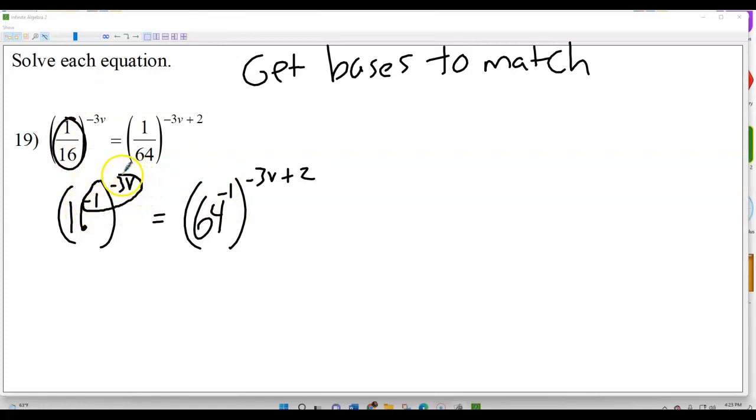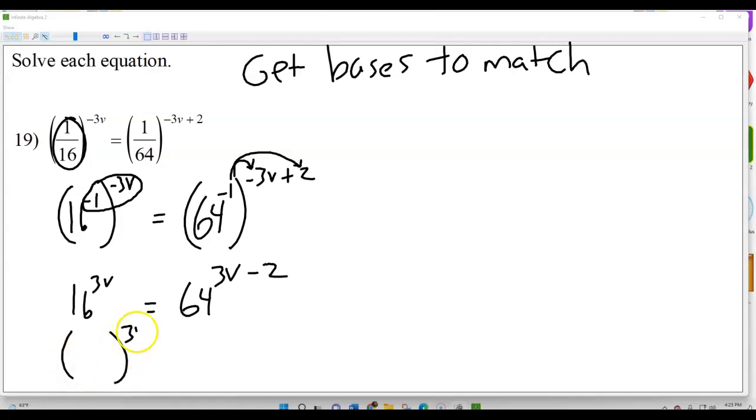Now, I'm going to multiply these together. I distribute the negative 1 on this side, and as a result, we'll end up with 16 to the 3v equals 64 to the 3v minus 2. All right. We still don't have our bases matching though, but we got rid of the fraction and that's good. All right, now I need to get these bases to be the same thing. I don't want this side to be 16 and this other side to be 64. I want them to have the same base number.